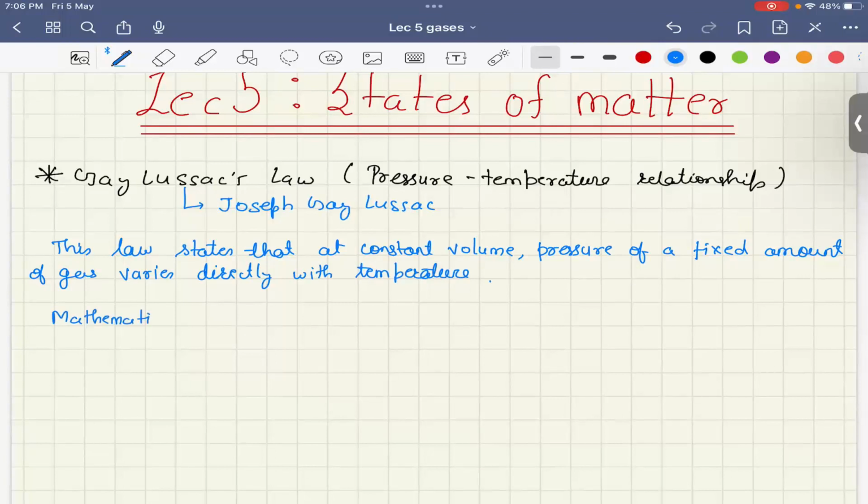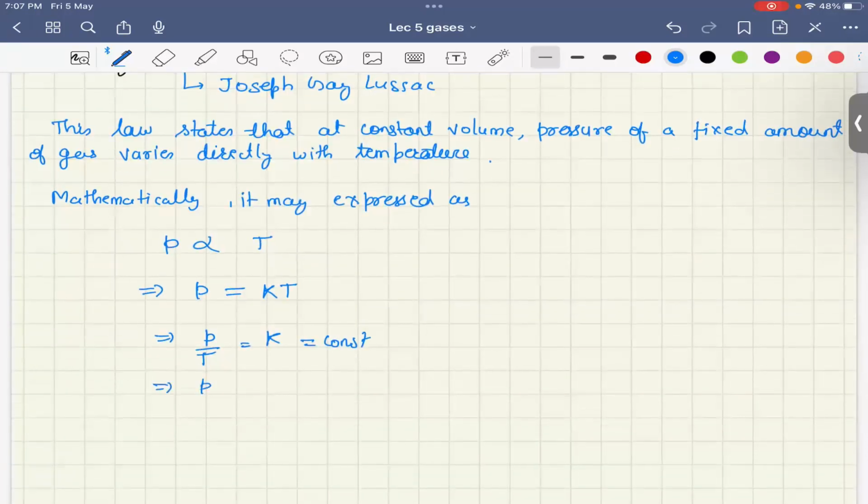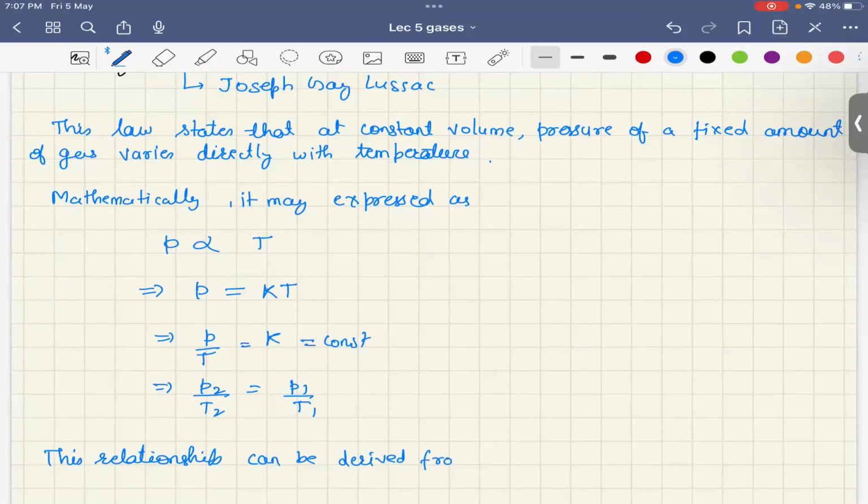Mathematically, it may be expressed as pressure is directly proportional to temperature, which means P equals kT, where we remove the proportionality by including a constant k. What does that mean? This means P by T is constant. This means P2 by T2 is equal to P1 by T1. This relationship can be derived from Boyle's law and Charles's law.